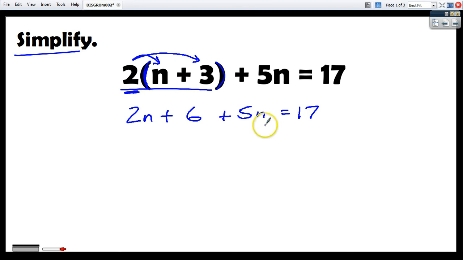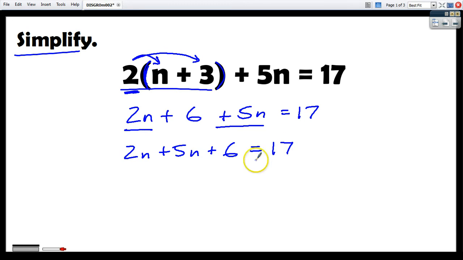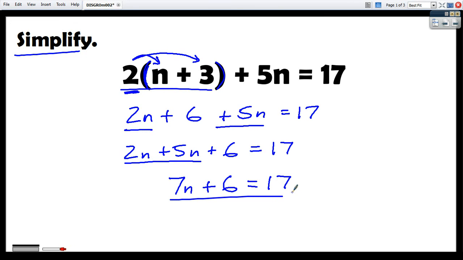Alright, so now what we can do is start grouping our items. Here, our like items here is the 2n plus 5n, and it's this plus sign that goes with the 5n. So when we move it over here, 2n plus 5n, the plus 6 is a different type of item. It's just 6 of something else. These are n's, and this is just a plain old 6. So we'll keep that separate over here, equals 17. And then of course, since these are like items, we can add them together. 2n plus 5n is 7n altogether, plus our 6 other items, equals 17. And so that's how we simplify an equation.